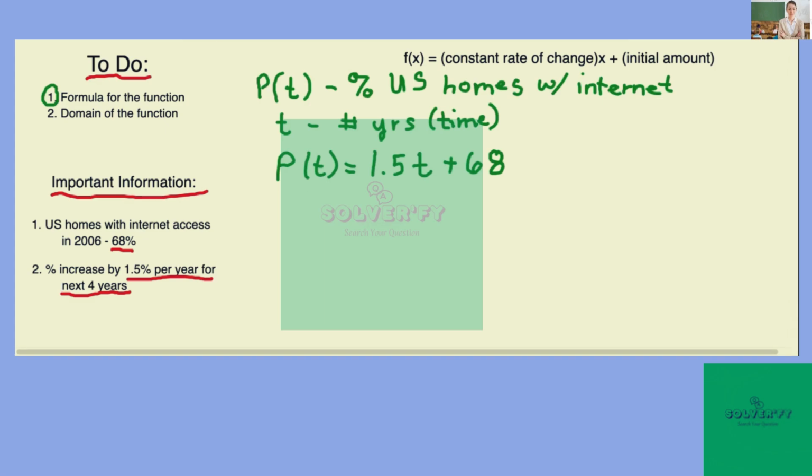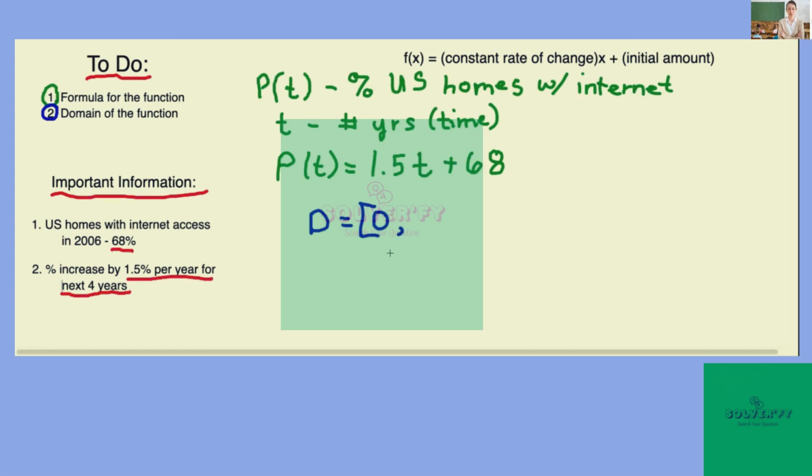So the final thing we need to do, number 2, I'm going to get a different color for that as well. Number 2 is we need to look at the domain of the function. So I'm going to put D, that stands for our domain. Where we start, if we look here, is 2006 when it's 68%. So at p of 0, that's when we have 68 because that is when we are starting. So our lower bound is going to be that 0.